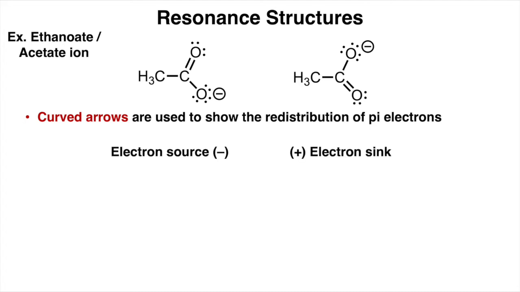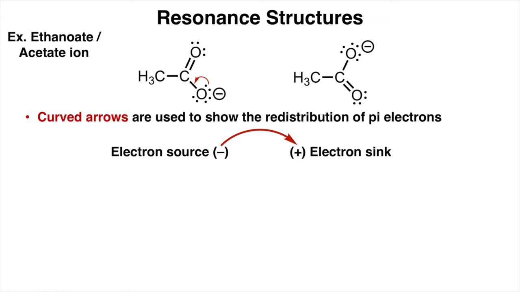Always start your arrow from the electron source, often where the negative charge is, and draw it towards the electron sink, often where a positive charge is. Here's an example of how we draw our curved arrows in ethanoate. We start the arrow from the negatively charged oxygen and point it towards its single bond to show the new formation of a double bond.